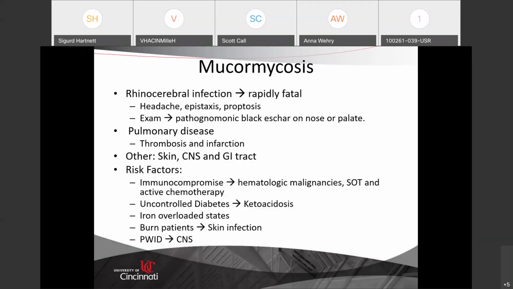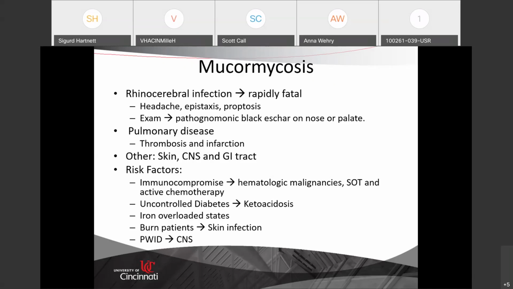Next one is mucormycosis. So this is also a mold, and this causes a rapidly fatal rhinocerebral infection, and that's what it's most commonly known for. These are immunocompromised patients. It was well described in hematologic malignancies, but it's also now been described in solid organ transplants, those with active chemotherapy, and those with uncontrolled diabetes, particularly those that have recurrent ketoacidosis, because the ketoacidosis actually inhibits some of the cell function that allows for clearance.